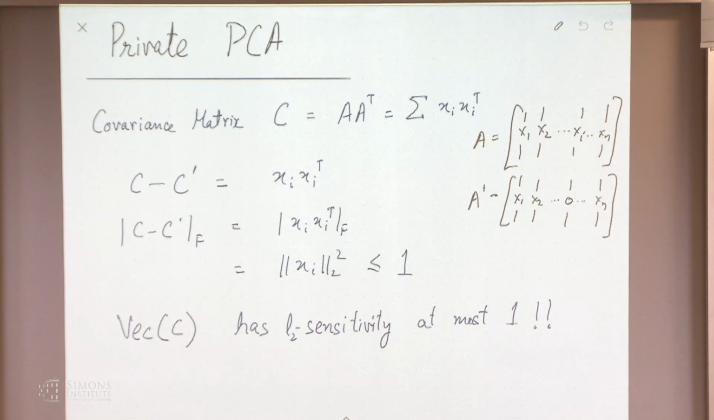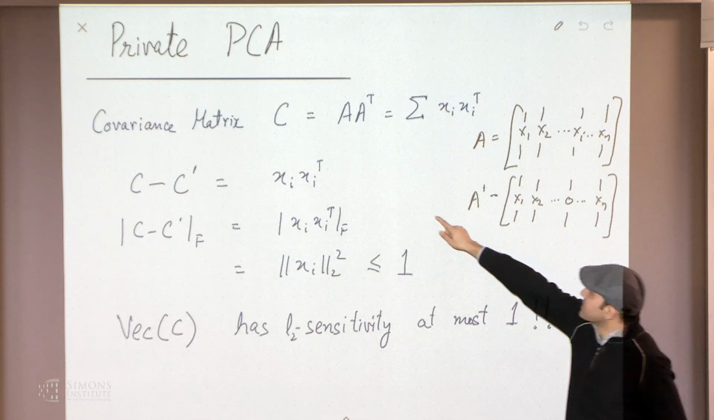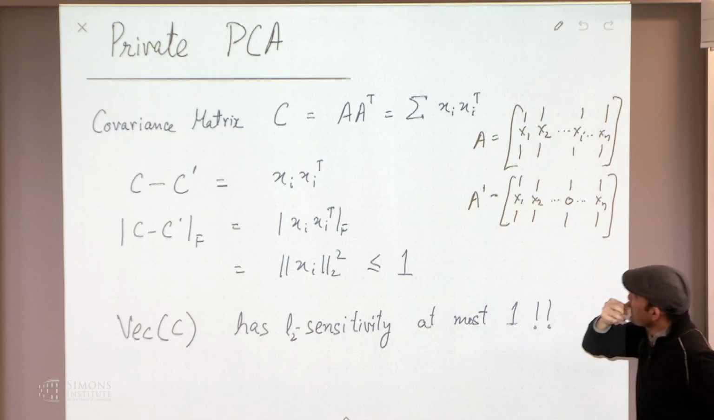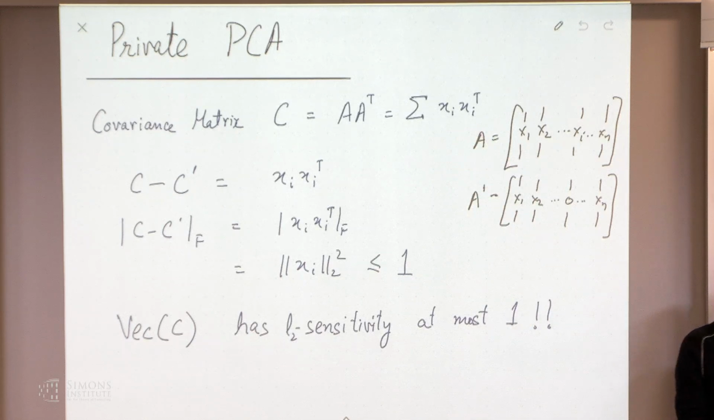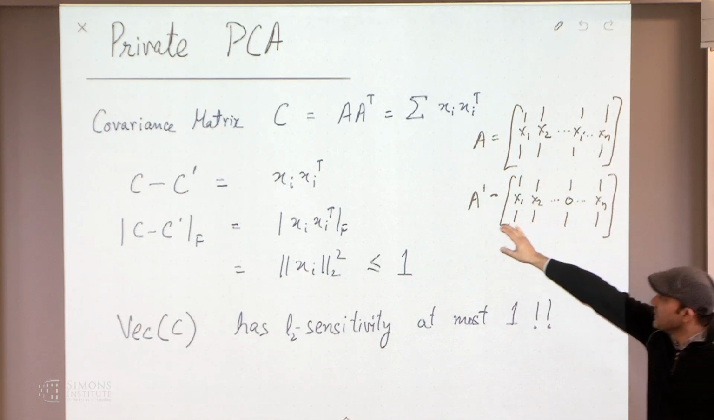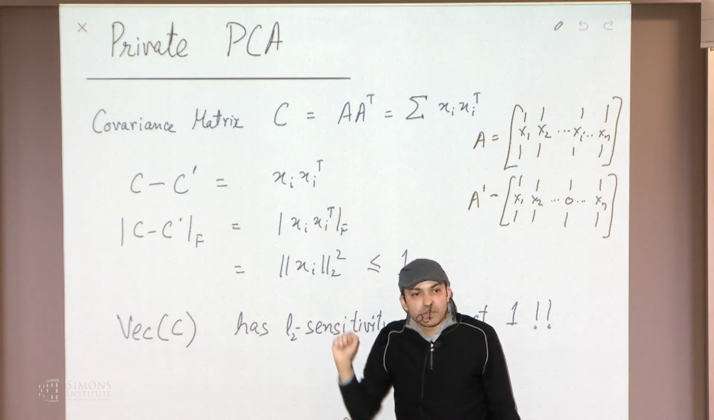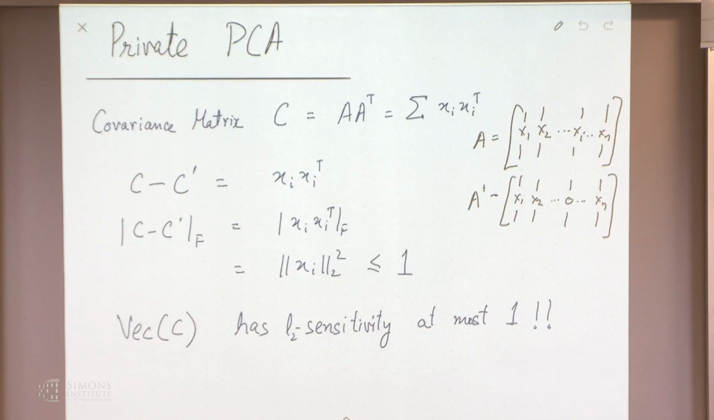Okay, so let's look at the covariance matrix. There are two possible covariance matrices, one for A and the other for A prime. The covariance matrix C is essentially just the sum of xi xi transpose over the n people in the data set. So the difference between the C computed on A and the C computed on A prime is exactly xi times xi transpose.